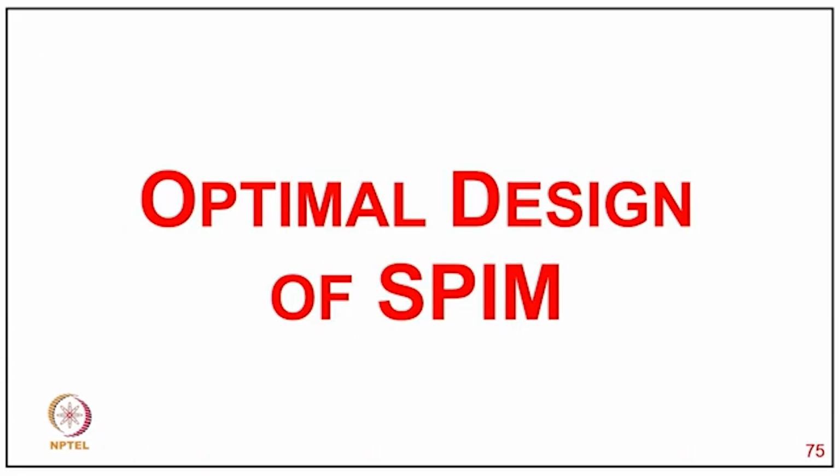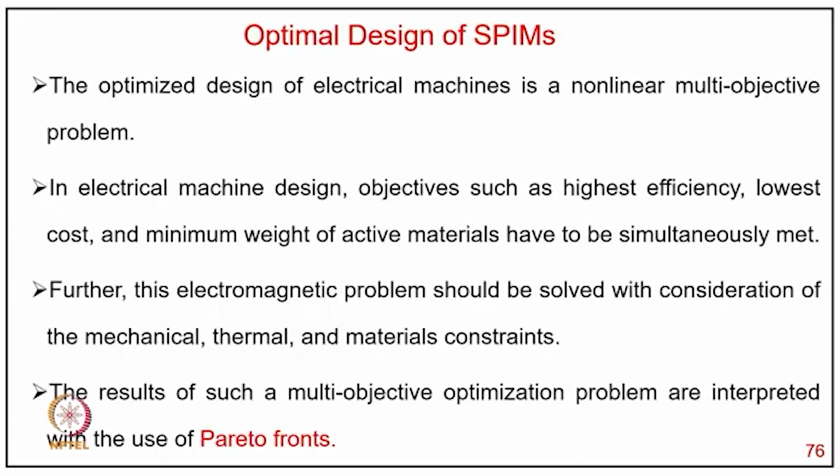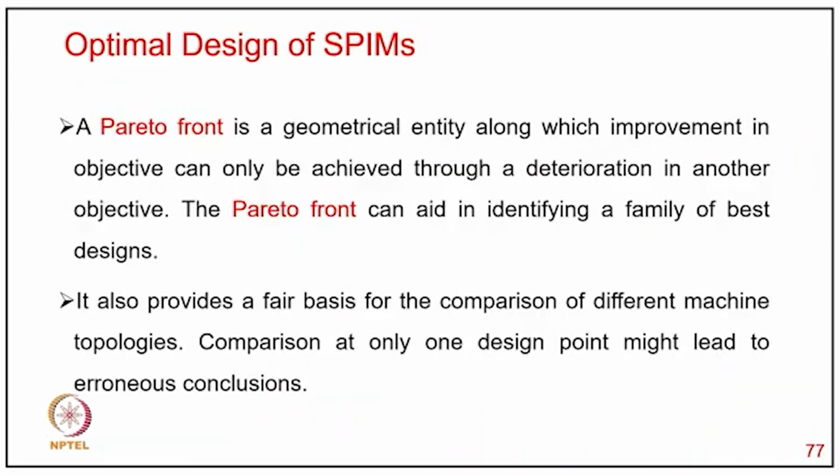Now coming to the optimal design, or design optimization, of the single phase induction motor. The optimized design of electrical machines is a nonlinear multi-objective problem. In electrical machine design, objectives such as highest efficiency, lowest cost and minimum weight of active material have to be simultaneously met. Further, this electromagnetic problem should be solved with consideration of mechanical, thermal and material constraints. And the results of such a multi-objective optimization problem are presented with the use of Pareto fronts.